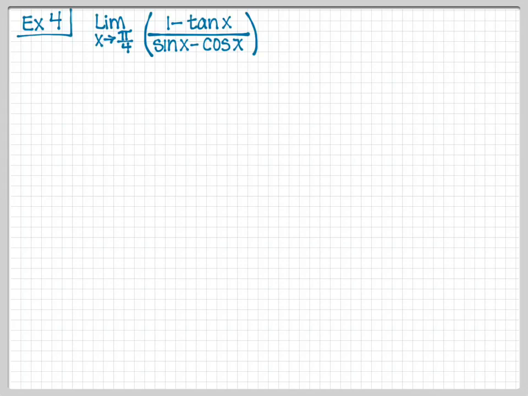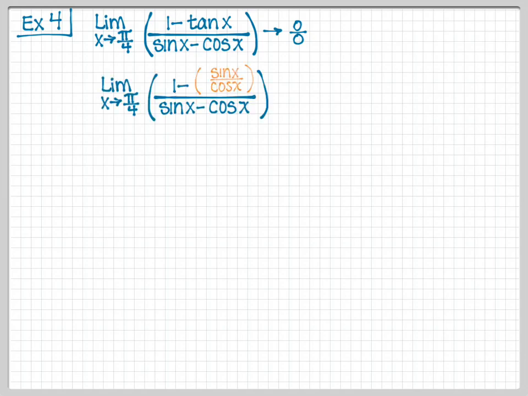Our last example, example 4, this one's a little bit different. It doesn't say x goes to 0. It says x goes to pi over 4. First thing we do is we plug in the pi over 4 and see what happens. When we plug in pi over 4, we get that this goes towards 0 over 0. It's indeterminate. So we're going to have to do something.